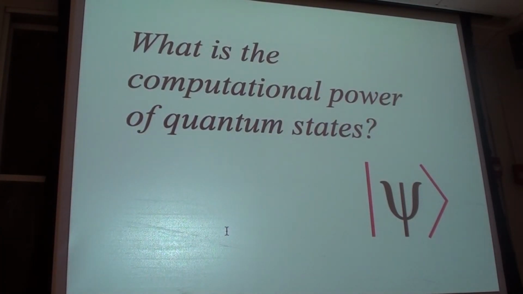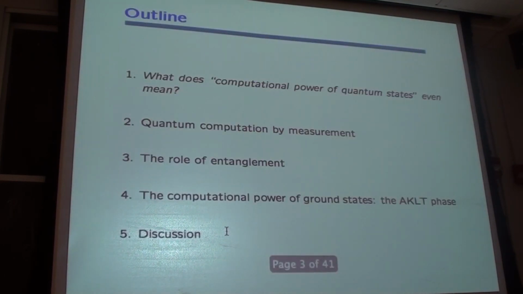So by and large, this phase diagram is unknown. This is the question that I want to talk about, and here you have an outline. First, we need to make sense of that question. We ask, what does computational power of quantum states even mean? Quantum computation by measurement is, as we shall see, a way of making sense of this question, and this will represent a framework in which I analyze my question.